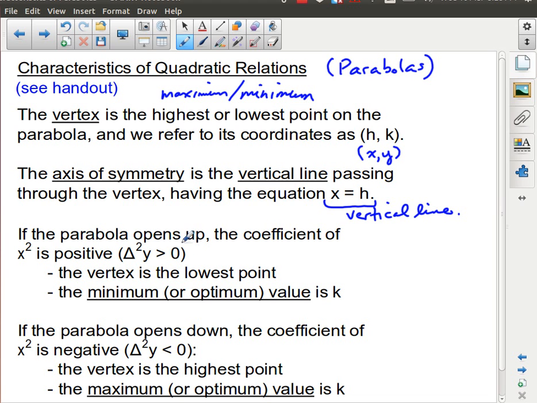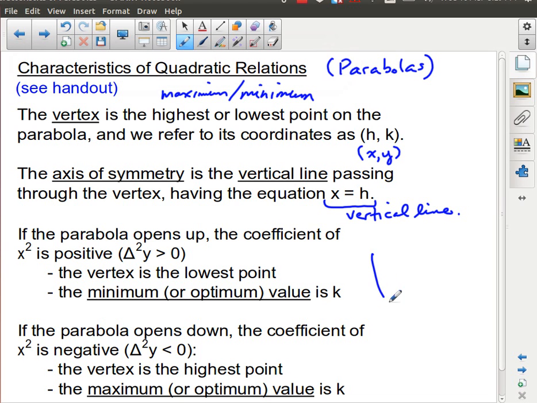If the parabola opens up, the coefficient of the x squared is positive. We'll see that when we take a look at the equations. And when the parabola opens down, the coefficient of x squared is negative. These are things that I actually discussed in the previous video lesson as well. So if it opens up, I should have chosen the other color for that.